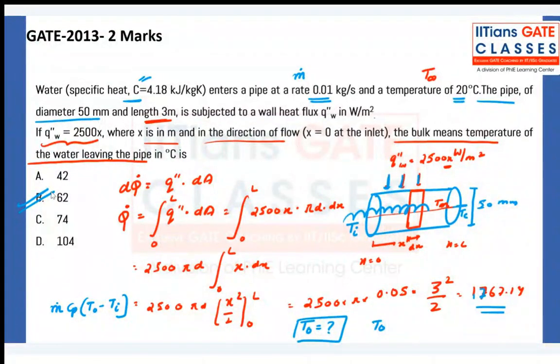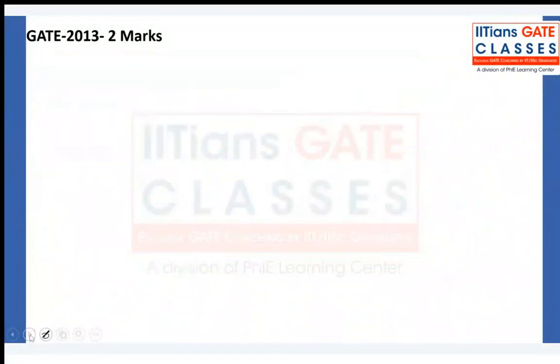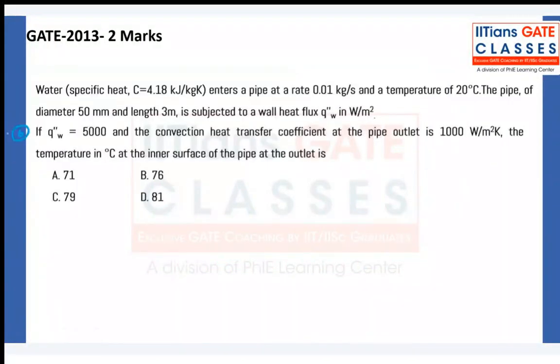Answer is B. Now it is a common data question. So it was the A part of it. What is the B part? This is the B part. Now we are giving a fixed heat flux. Heat flux is fixed, and the convective heat transfer coefficient at the pipe outlet is 1000. The temperature in degrees Celsius at the inner surface of the pipe at the outlet.